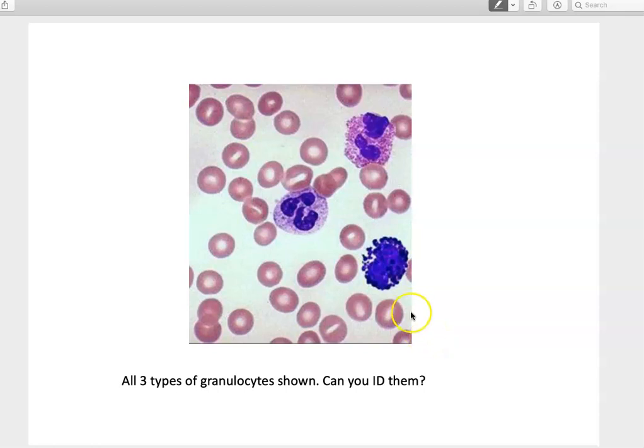So here's a blood smear, and it has all three of our granulocytes. Start with this guy. We just did this guy. Can't really see his nucleus. He's got big, coarse blue granules. What is he? He's a basophil. This guy, I can see 1, 2, 3 lobes, and I can see some lilac or purple granules in the cytoplasm. So who is he? He is a neutrophil. Then this guy, 1, 2 lobes with pink granules. This is an eosinophil. He's an eosinophil, neutrophil, basophil.